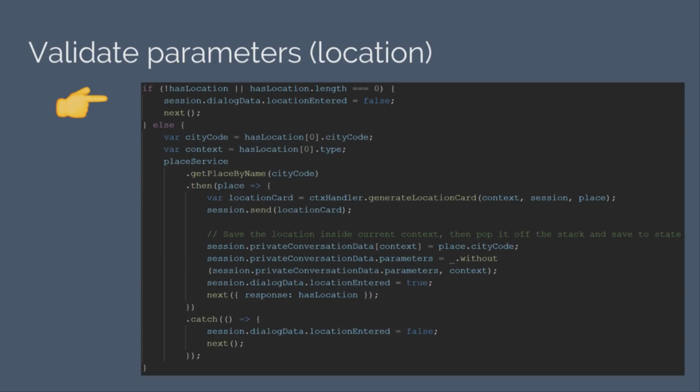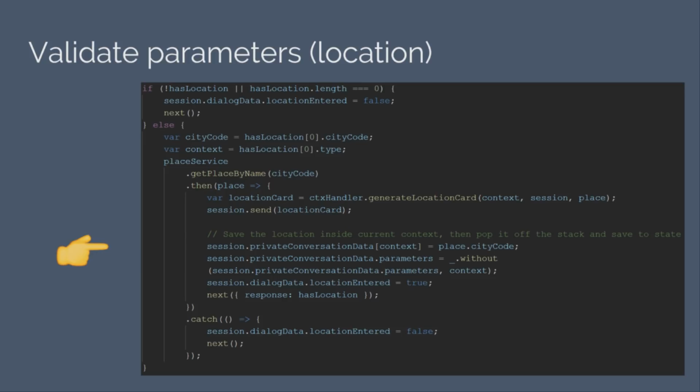And then this is how you validate the location. In my case, if there's no location, just say location entered is false. Otherwise, you just validate that. So you can use whatever validation logic you want. Wigo has a place API that lets you put in a city code and get a location. So that's what we use to validate. And then you pop it off the stack because the location has been identified.